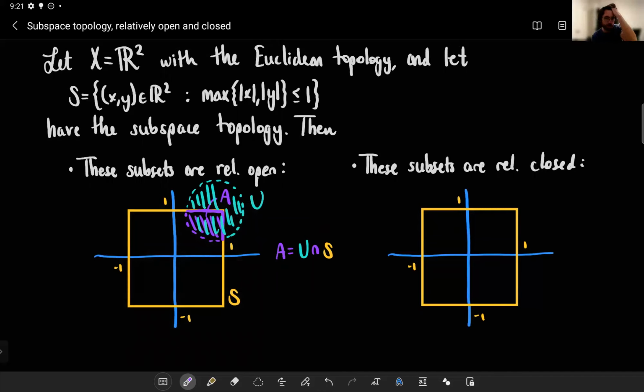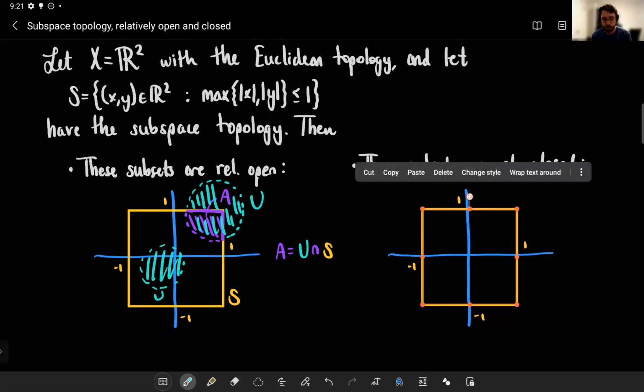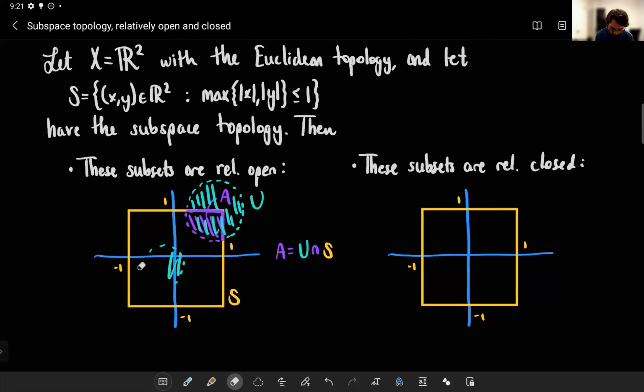So A is relatively open because, really, I like the 2D examples because you can imagine generating all possible open sets really easily. Just take this set U and slide it around. And then wherever it intersects the square, that's a relatively open set. Even if U ends up being entirely in here, so that's U, U is also relatively open in the square, right? It's kind of trivially relatively open. But yeah, you can imagine sliding around, getting a whole bunch of different relatively open subsets.